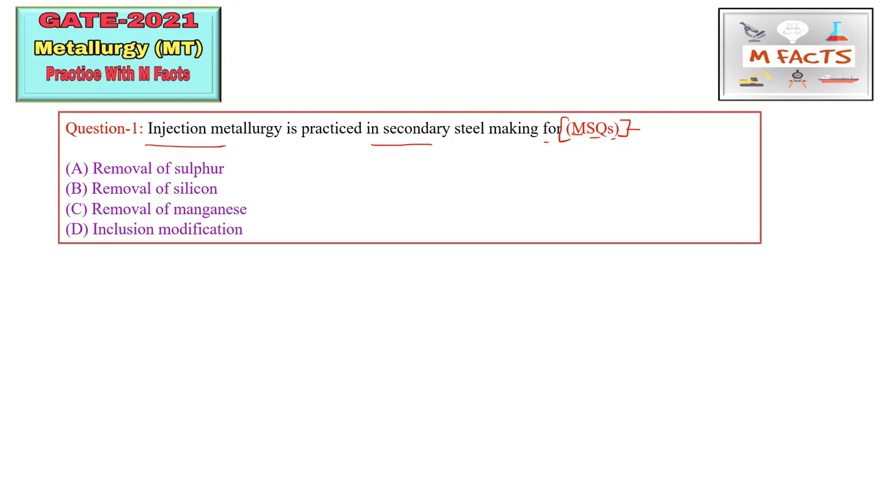This is a very nice question from the secondary steel making part, and this part is very important for GATE metallurgy. The purpose of secondary steel making is to produce clean steel by doing deoxidation and deep decarburization. You can also write down these points; this will be very beneficial for making short notes. So deoxidation, deep decarburization, degassing, these are all objectives of secondary steel making.